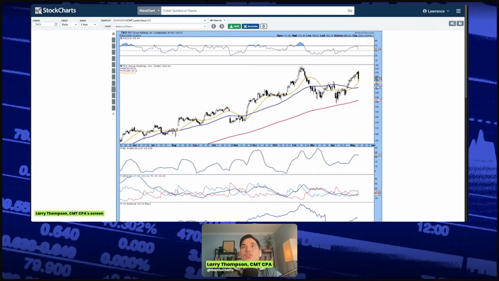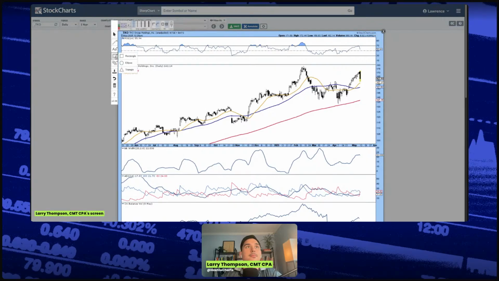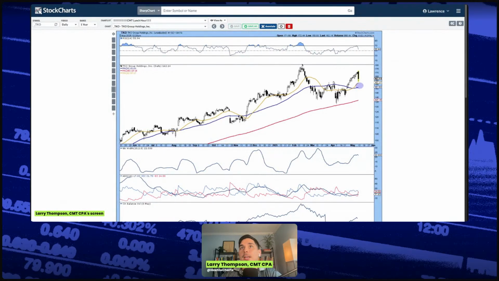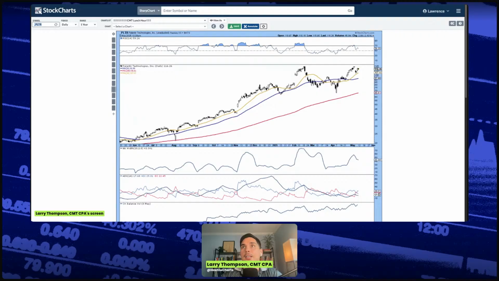But when you zoom in, man, I got to say, this 155 level, right in here, right? Maybe we serve as support here, and we continue to get going because it's above all those key major averages, right? It's in a strong uptrend. This might be a buy the dip situation, right? We get below 150, I think you maybe cut your losses, but this is looking like a buy the dip situation to me. I'm pretty sure Palantir did something similar to this, right? Yeah, right? Pretty similar chart.